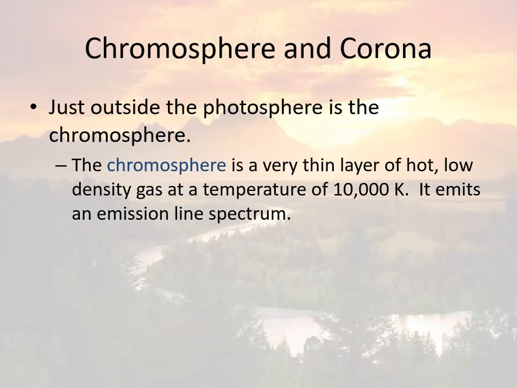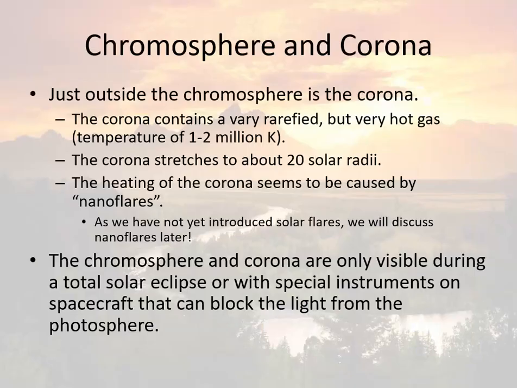Now, the other layers of our sun, that is the atmospheric layers outside of the photosphere. First, outside of the photosphere is the chromosphere. It's a very thin layer of hot, low-density gas. It has a temperature of about 10,000 kelvins, and it emits an emission line spectrum. So remember, a hot, diffuse gas will show emission lines in the spectrum, because you're talking about atoms that are more likely to be energetic enough that their electrons are in excited states, and therefore more likely to decay down to ground states and emit photons. So that's what you're dealing with in the chromosphere. So yeah, the temperature is going up there.